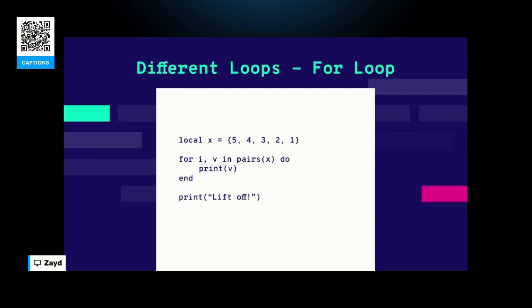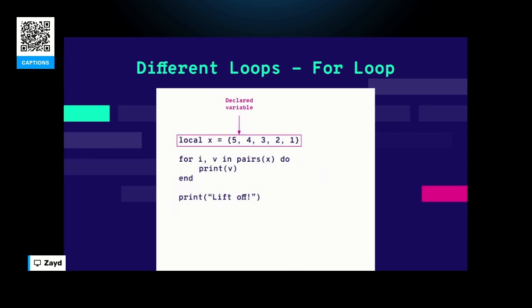Here's another example of a loop, the for loop. What it does essentially is it loops through a table of values. In this case, we just have 5, 4, 3, 2, 1 in a table. Usually developers would use this to work with data, different children in a folder, etc.